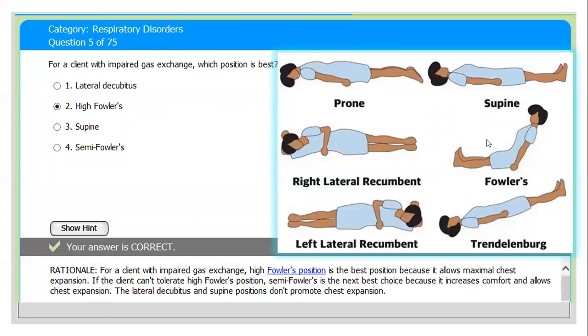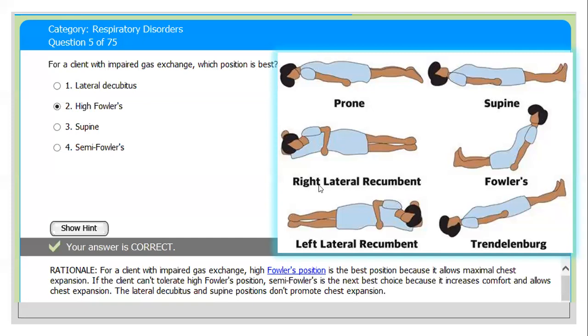In this picture, we can see the prone position. Someone in the prone position is lying face down, meaning the patient lies on the abdomen. The next one here is the supine position. Someone in the supine position is lying on his or her back. So, lying down on the back.